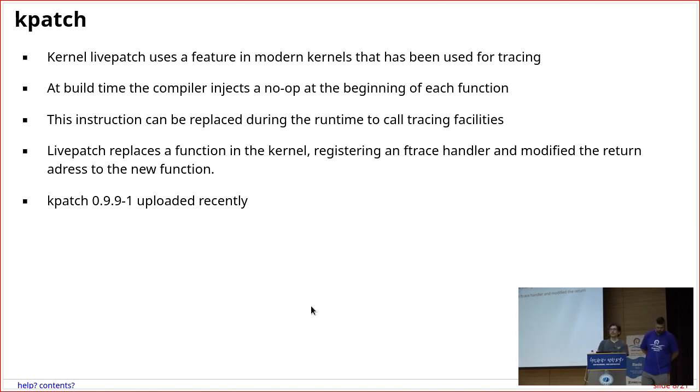Well, as Emmanuel said, we are considering kpatch, which uses a feature of modern kernels, actually since kernel 4.0. This function has been used for tracing. What it does is the compiler injects a no-op at the beginning of the function, and that function can be replaced during runtime to call the tracing facilities. So livepatch replaces the function in the kernel, registering an ftrace handler to modify the return of the function.